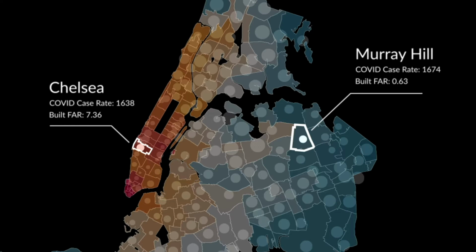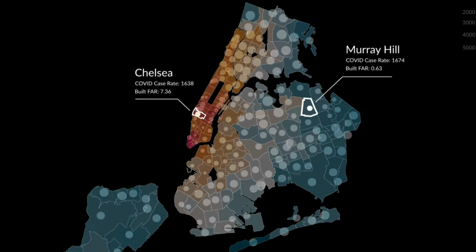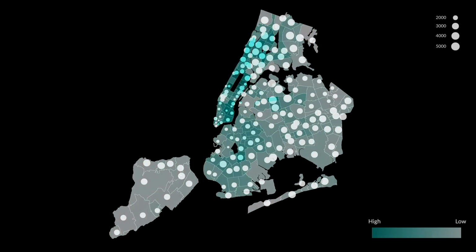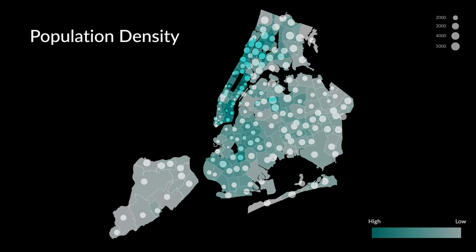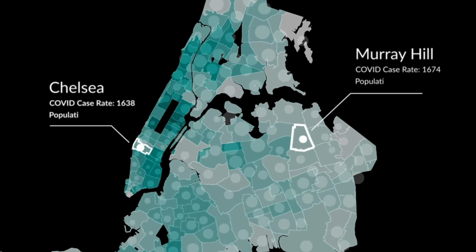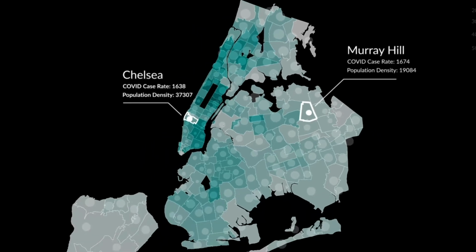Since COVID-19 is known to spread through respiratory droplets, we looked at another component, population density. Surprisingly, when the underlying map is changed to population density, there is still no clear correlation between the two. Looking again at the two neighborhoods we just compared, Chelsea has a population density of 37,307 people per square mile, which is almost twice the density of Murray Hill.